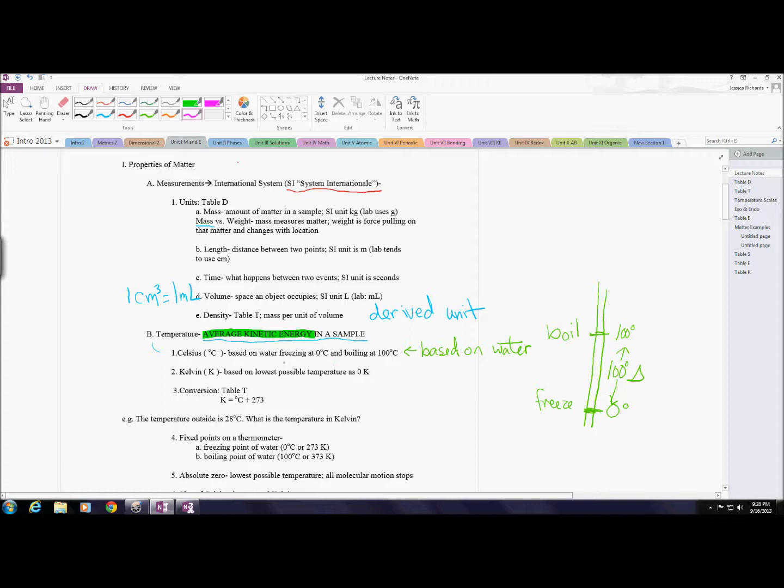Having a temperature scale based on water becomes really, really helpful for chemistry because most of our chemistry is going to be done in aqueous solutions. Aqueous water, and they'll abbreviate that AQ.